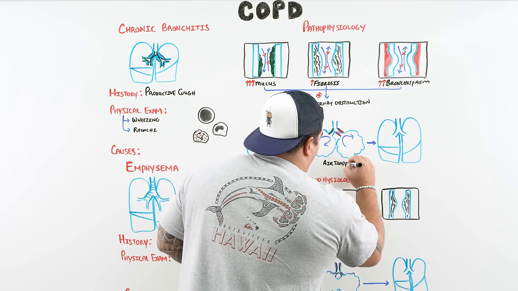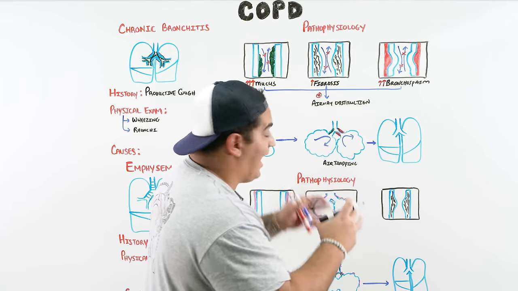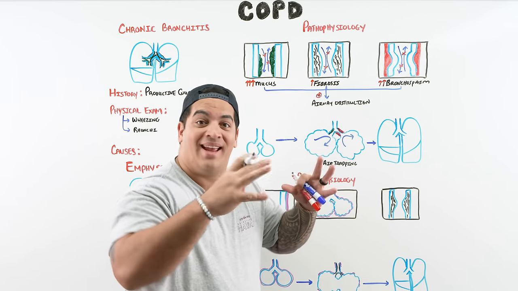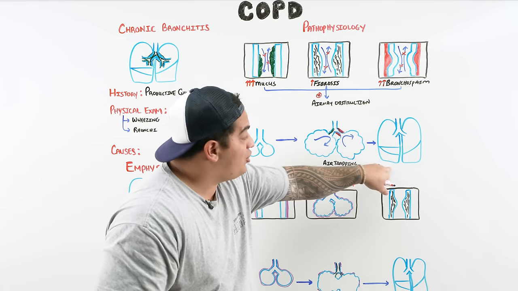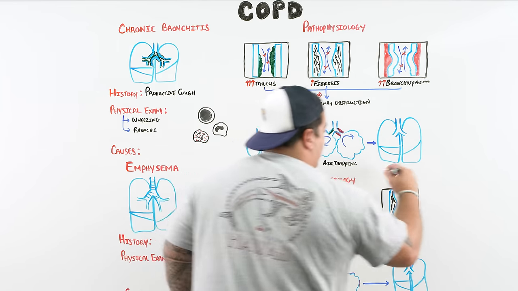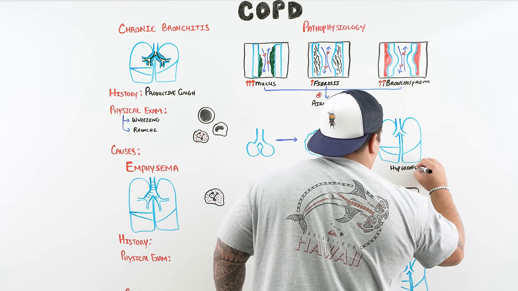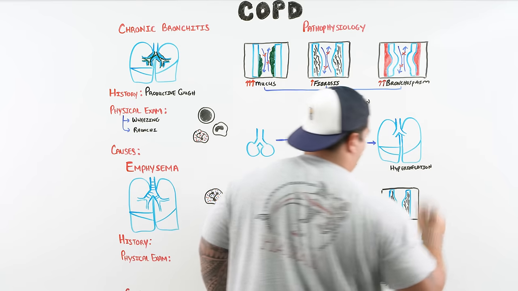And as they air trap because of this airway obstruction, what do we notice? The alveoli will get bigger and bigger and bigger. And eventually, the patient's lungs will become hyperinflated. So that's another potential finding that we can see with these patients, is they have hyperinflation of their lungs. Now you're like, okay, isn't that a good thing? Don't we want them lungs to be big?